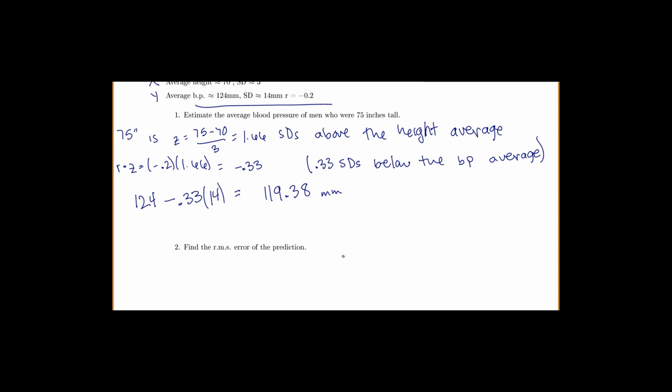Now let's add in our new aspect and find the RMS error of the prediction. Remember, we're going to use our shortcut formula: the square root of 1 minus r squared, times the standard deviation of y. Our correlation up here is negative 0.2, and we need to square it, and then multiply by the standard deviation of y. Y is our blood pressure, so the standard deviation is 14. I put this into my calculator and I get 13.72.